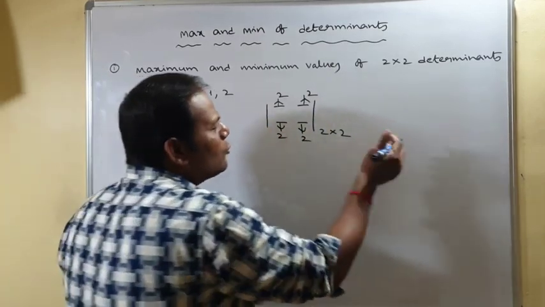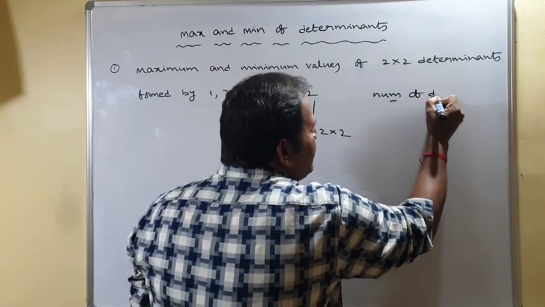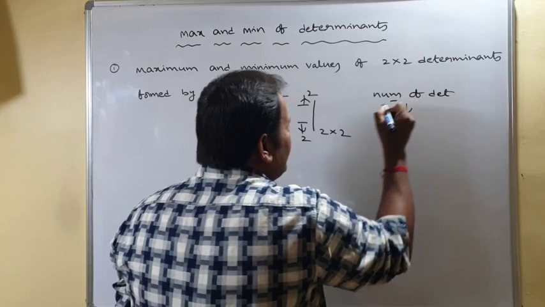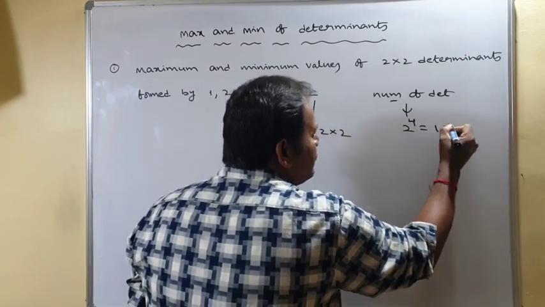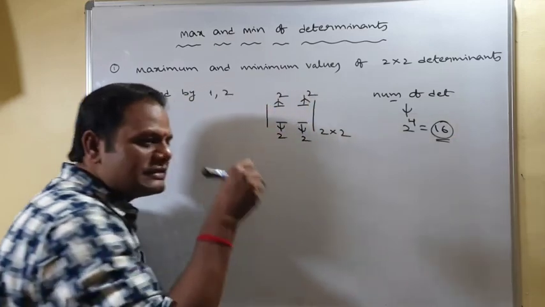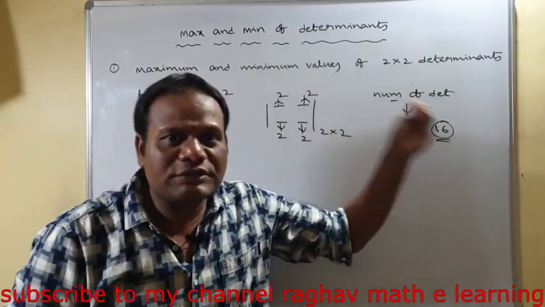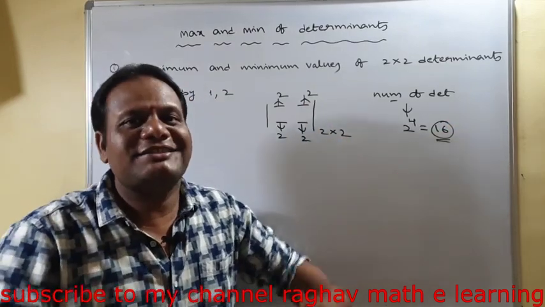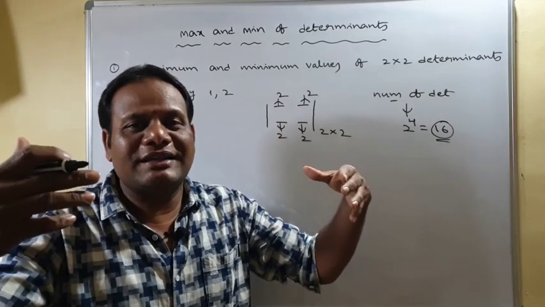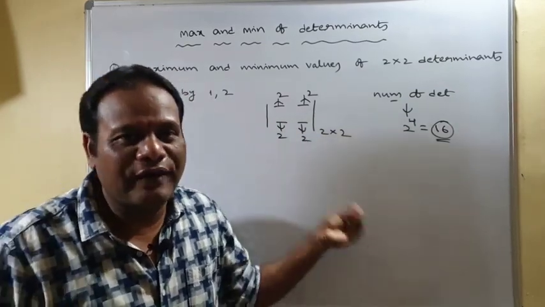So totally how many determinants can you form? That is 2 power 4. So 16 determinants you can form. Out of those 16 determinants, what is the greatest value or what is the least value? Now we are going to find that.